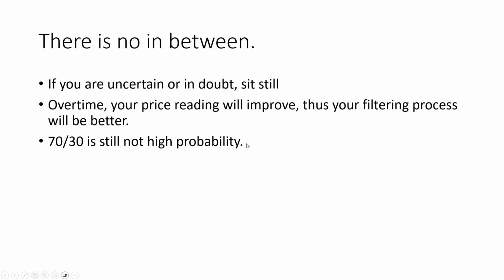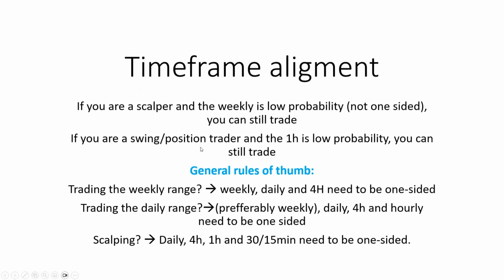70-30 is still not high probability, in my opinion, just to put it out there. In my opinion, it should definitely be 90-10 or higher for it to be truly high probability. And what I mean by that, say 90% buys, and you can only see 10% sells. That is high probability. If you think there's a 70% chance it's going higher and a 30% chance it's going to draw lower, that's not high probability.